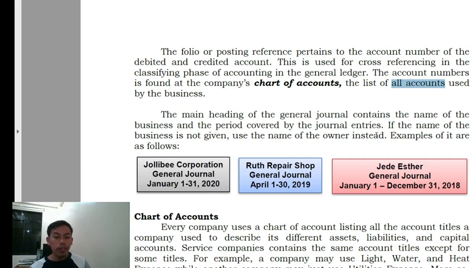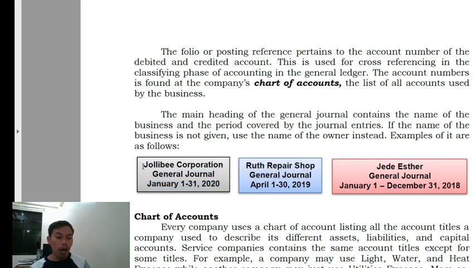If the name of the business is not given, use the name of the owner. Examples of it are as follows. So, Jollibee Corporation, that is the name of the company. And what is that na ginagawa natin? That's the general journal. The period covered, January 1 to 31, 2020.